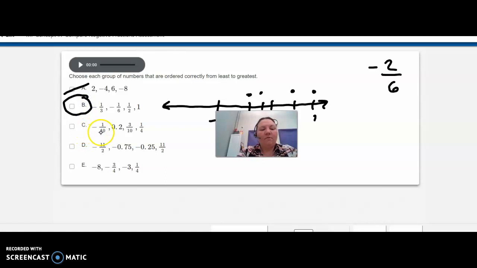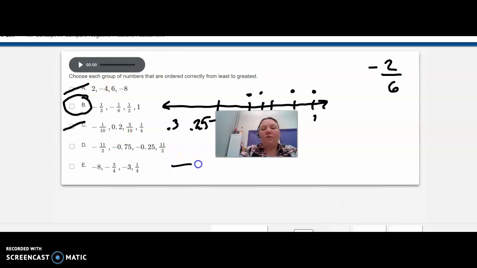In letter C, we know that the negative falls where it should. And we know 0.2 would make sense to come next. But now when we think about 3/10ths, 3/10ths is 0.3. And 1/4 we know from the previous example is 0.25. Well, 0.25 should come before 0.3. So that one, they accidentally mixed up their positive values. Okay, so this is an idea of how to go through and process.